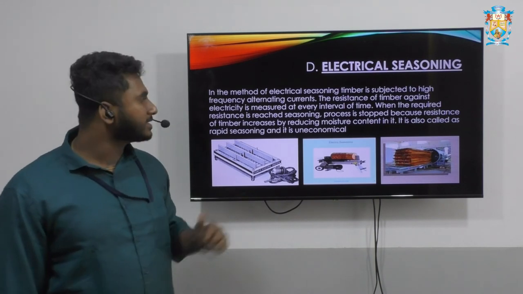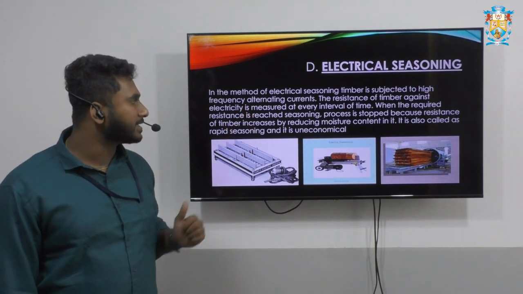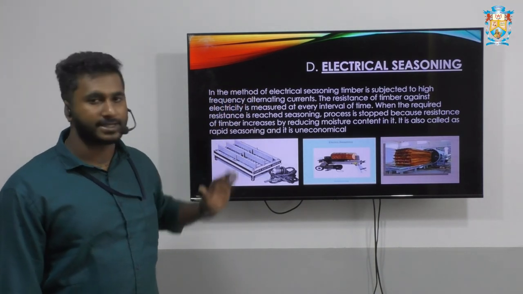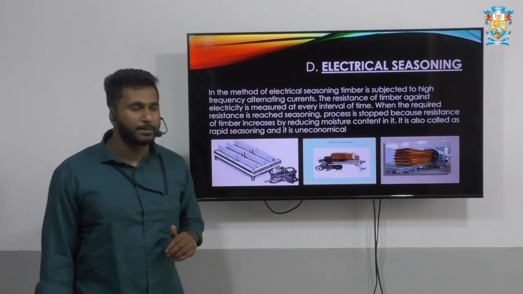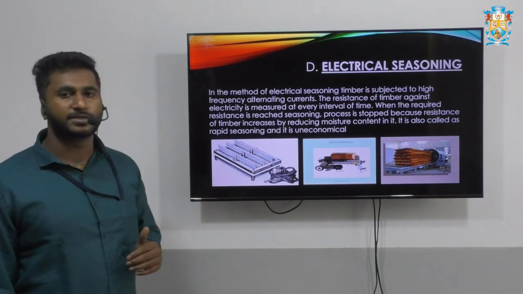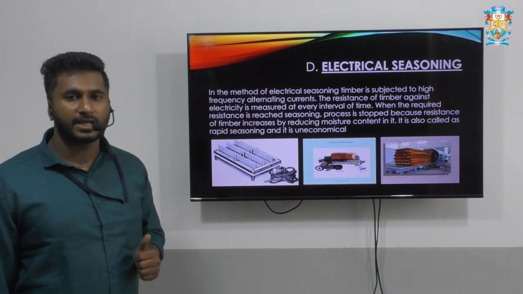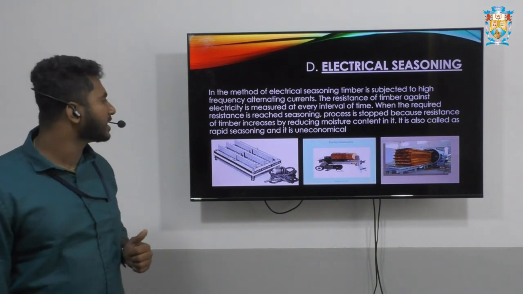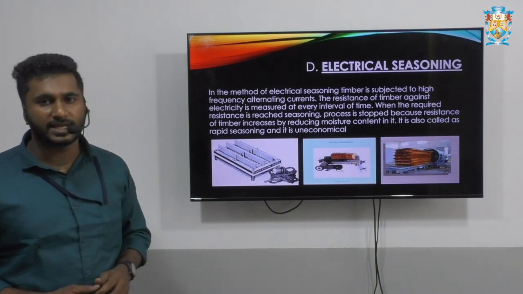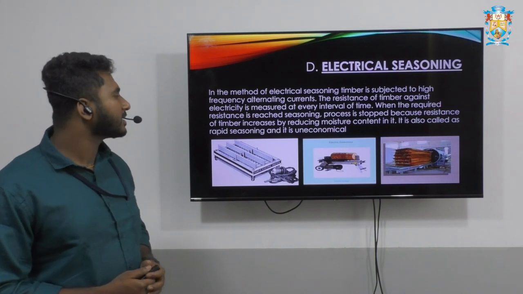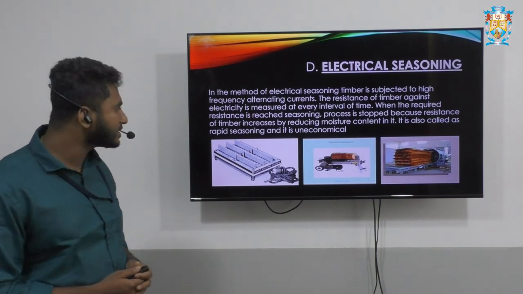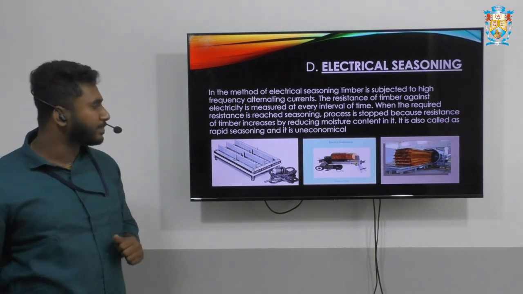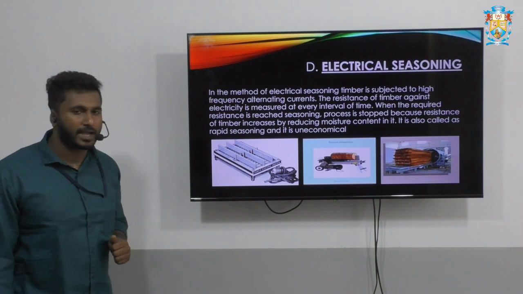In electrical seasoning, the timber is subjected to high frequency alternating currents. The resistance of the timber against the electricity is measured at every interval of time. When the required resistance is reached, the seasoning process is stopped. Because the resistance of the timber increases as the moisture content reduces, it is called rapid seasoning, and it is uneconomical.